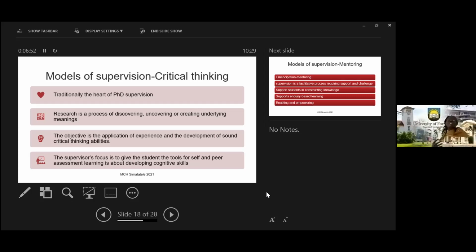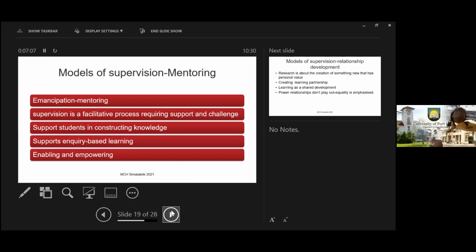So the objective when you're using this approach is the application of experience, the development of sound critical thinking, and it's really central in my view to designing new solutions to African problems. So I would encourage at least making it part of your hybrid process.